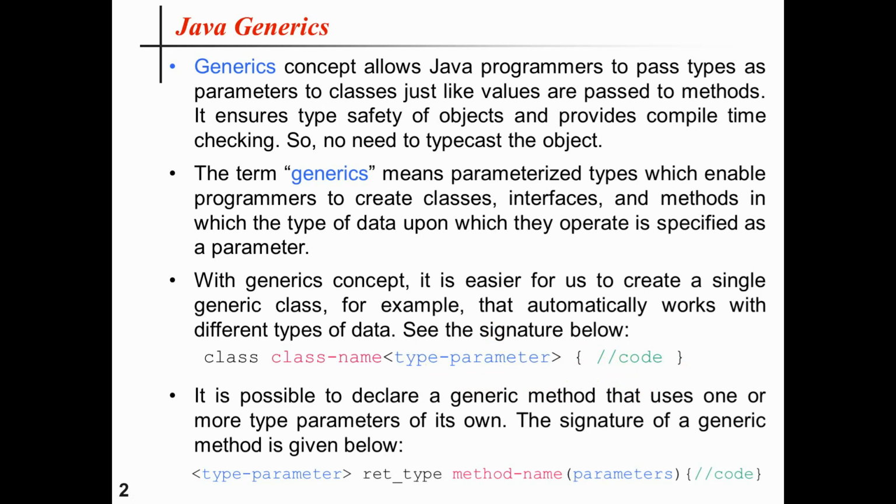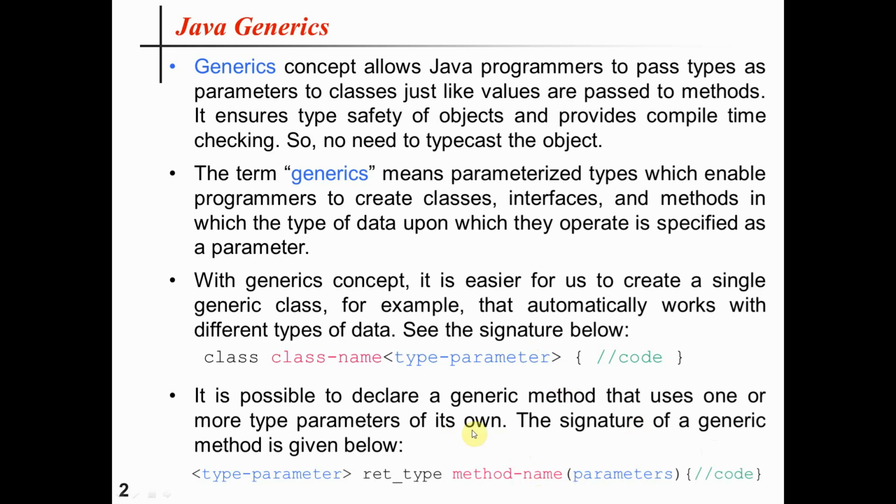Now we can also define a generic method that uses one or more type parameters of its own. The signature of a generic method is like this. First comes the type parameter list within angle brackets. Then comes the return type, then the method name and the list of parameters of this method, and then we can have the body of the method within curly braces. So that is the syntax of a generic class and a generic method.